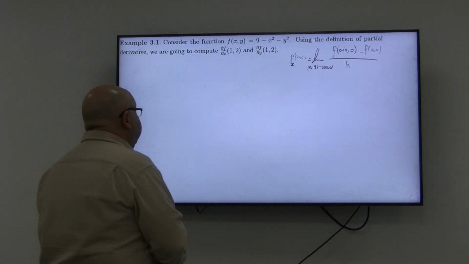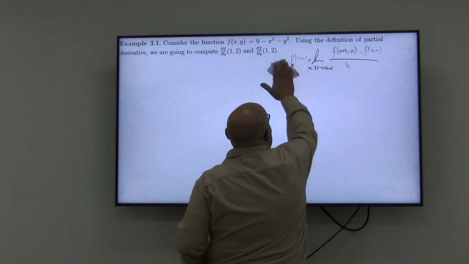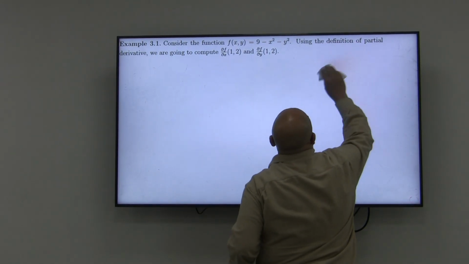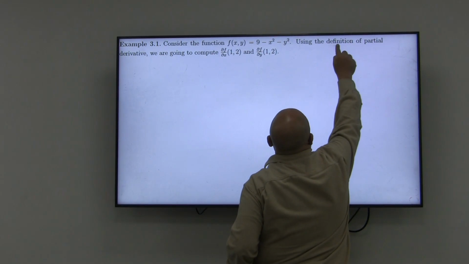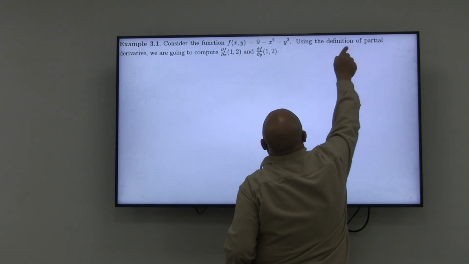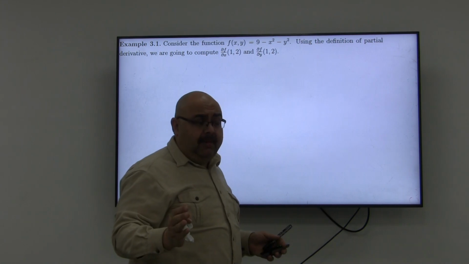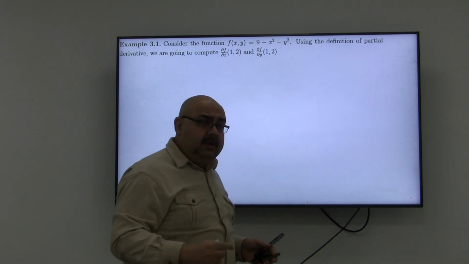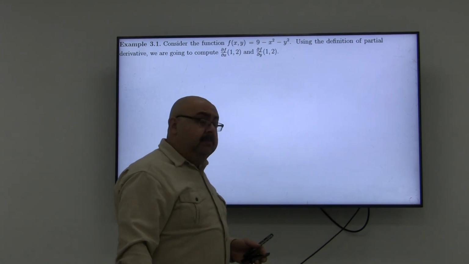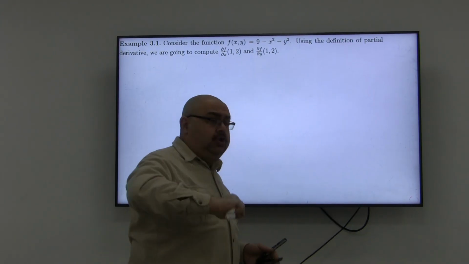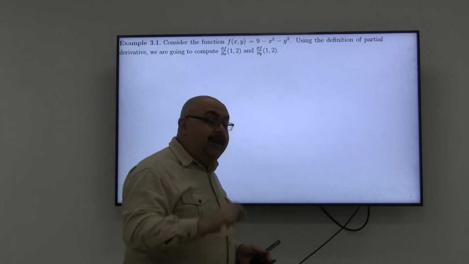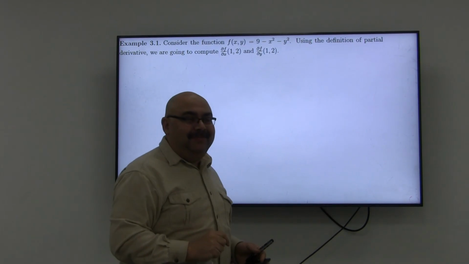For this function, another problem. Here he asked you to use what? Definition. What's the definition? The limit law. So if he didn't ask you about the definition, start using the method from the previous problem. But in case he wants you to use the definition, then I will use the limit.